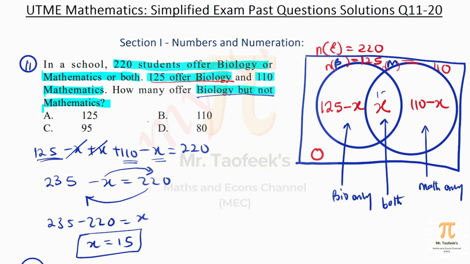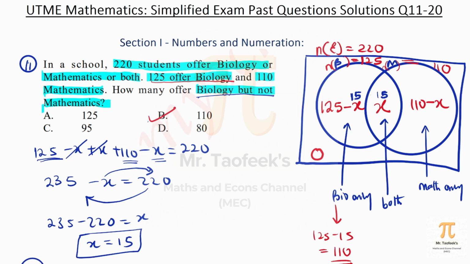So if there are 15 people here, that means what? We're going to have this list to be 125 take away what? Take away 15. And 125 take away 15 for biology only will just be 110. I hope this clarifies Venn diagram. So the answer is B.